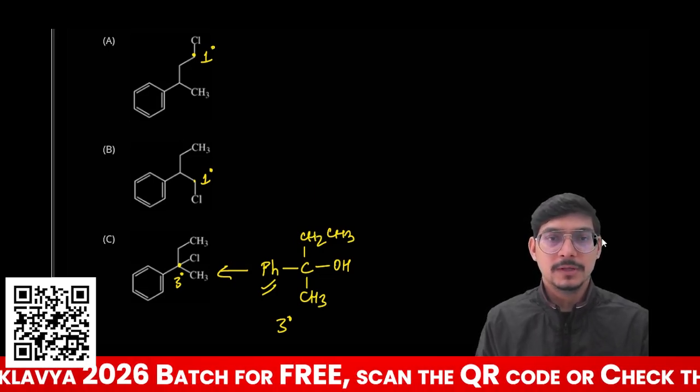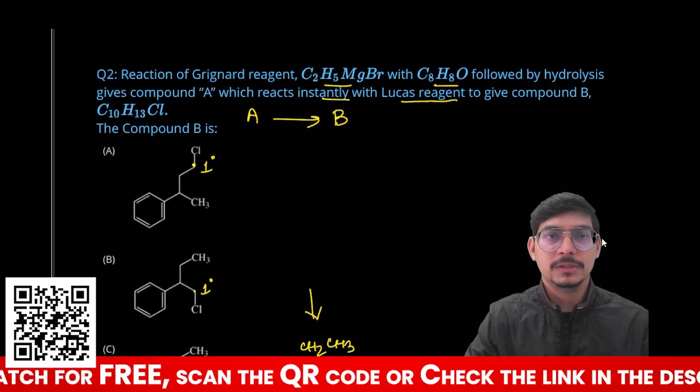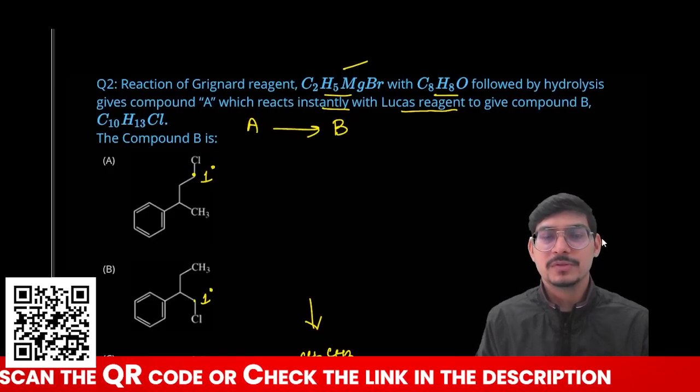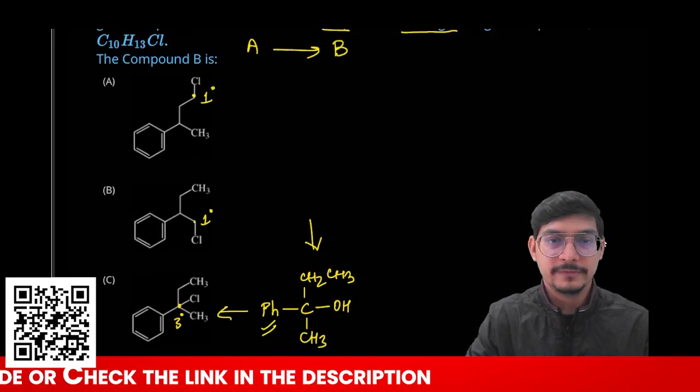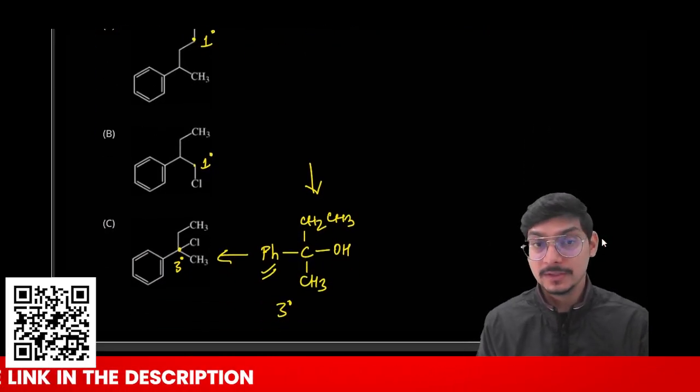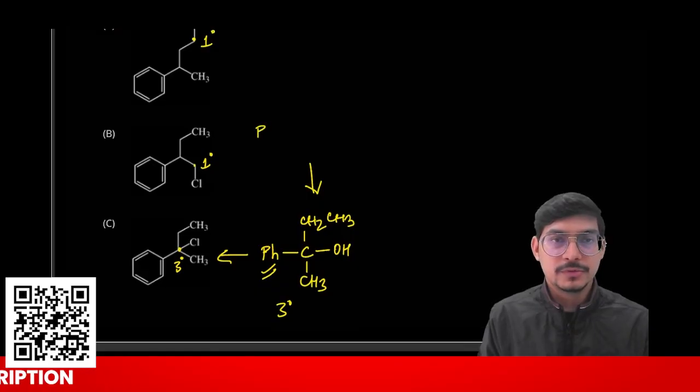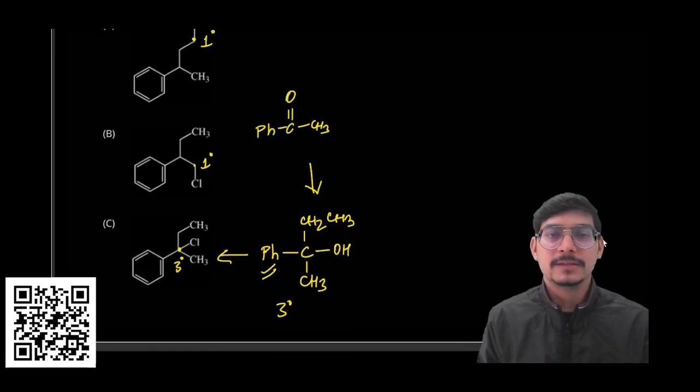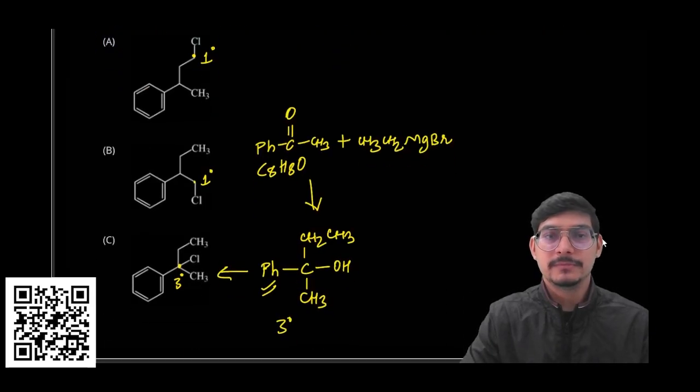Now this compound actually comes from the reaction between this Grignard reagent C2H5MgBr and C8H8O. So we can verify that also. As we look at the compound, we can tell that there should be a ketone, which is acetophenone, PhCOCH3. Yes, it fits the molecular formula C8H8O, and it reacts with the Grignard reagent ethyl magnesium bromide, which is the one given to us.